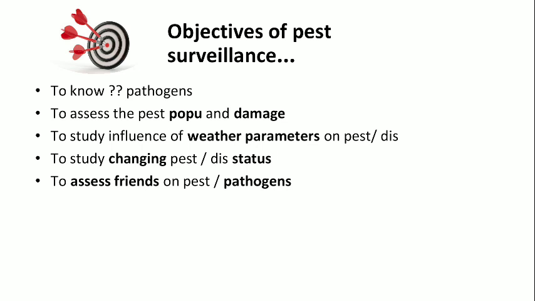In this case, there are some pests which are minor, but due to favorable conditions, they become major ones. Then the last one, to assess the foes of the pest or pathogens. That means to find out the natural enemies and beneficial microbes against the pathogen or pest.